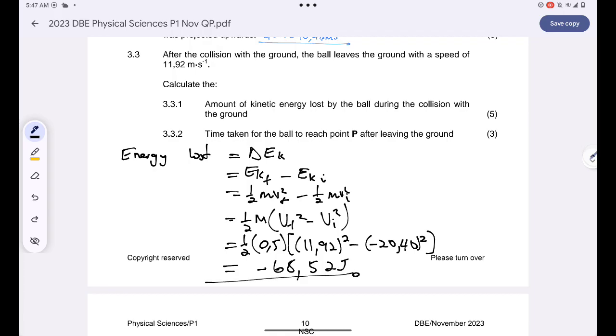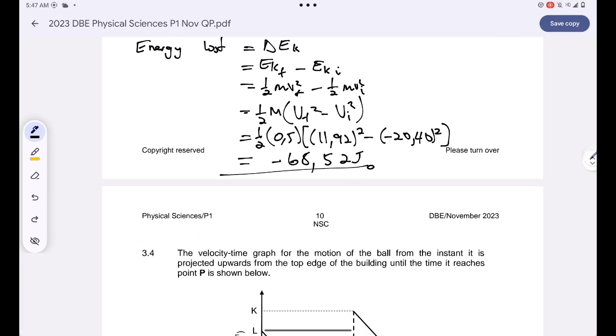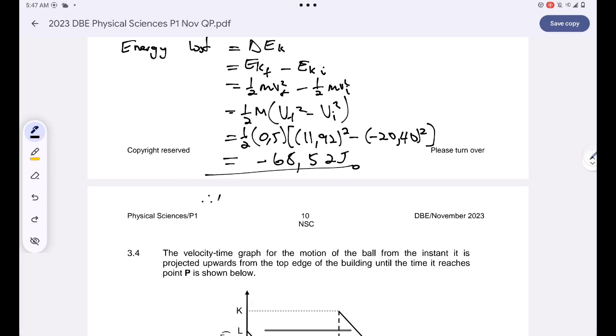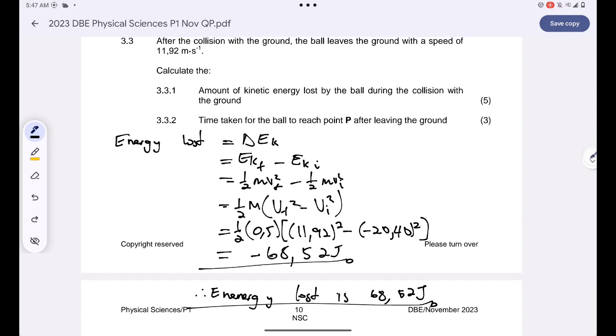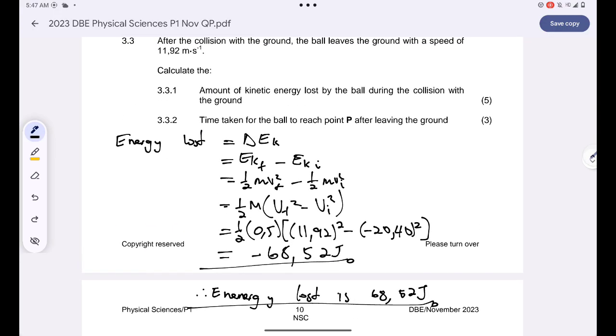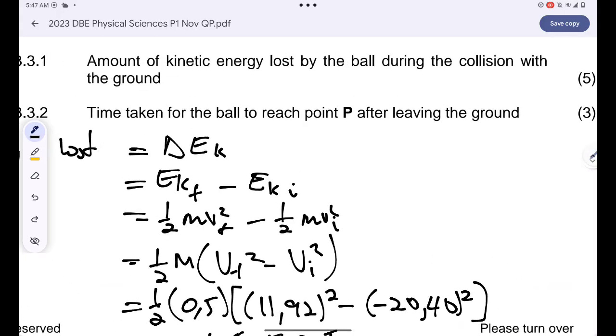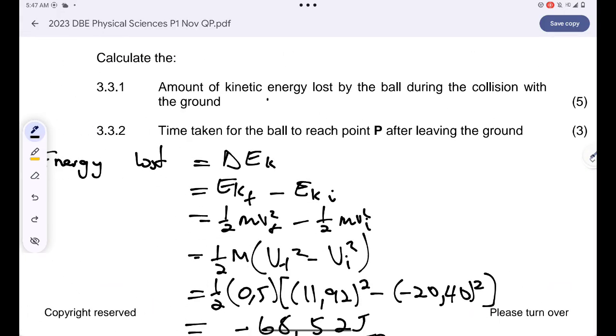So for the fact that it is negative, it shows that the energy was lost. Therefore, the energy lost is 68.52 joules. That's how you would have gone with answering this question 3.1. So the energy lost is 68.52 joules.